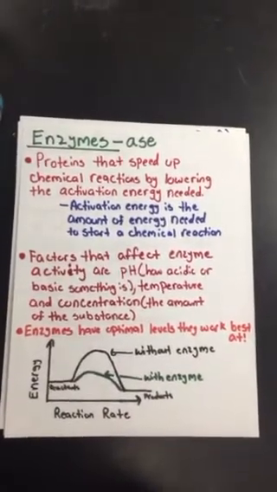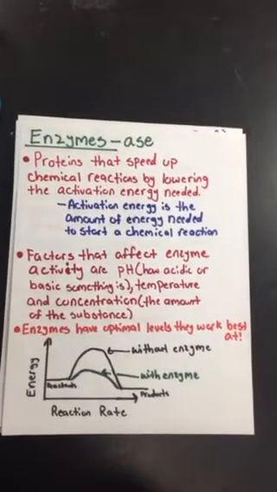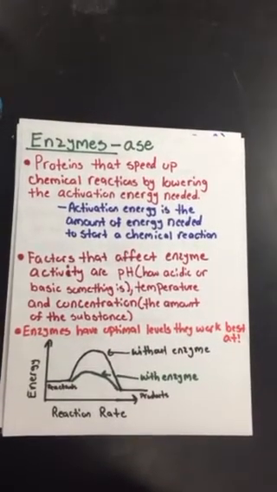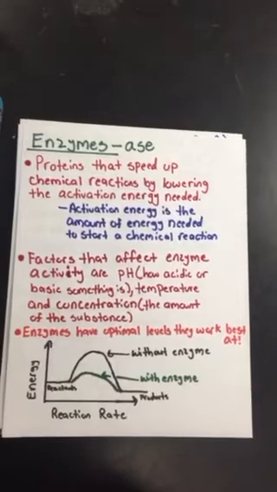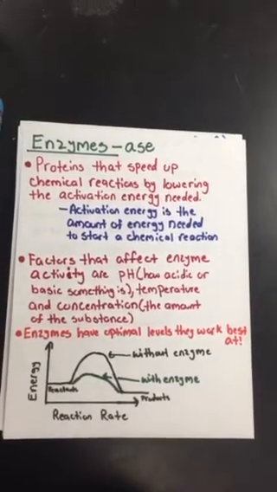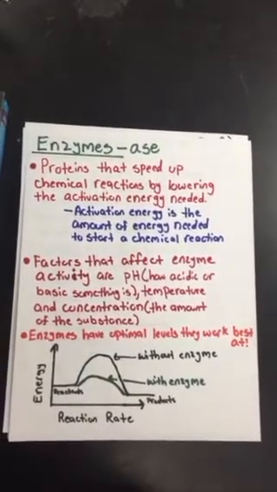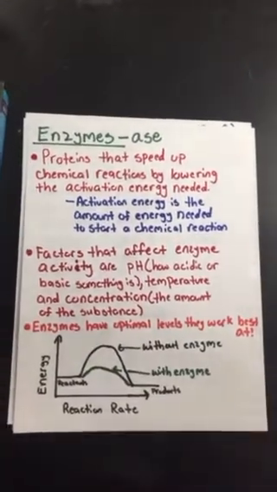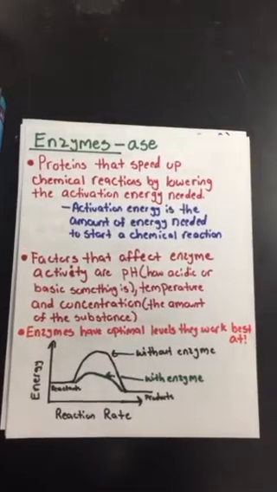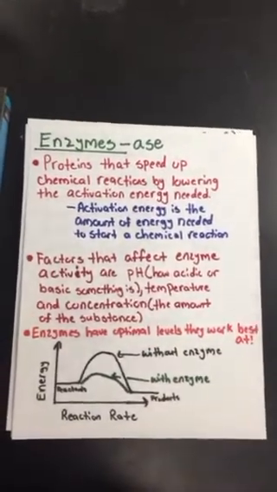We talked about three factors that affect enzyme activity. Remember, pH, that's how acidic or basic something is. Temperature and concentration. Temperature is just obviously the temperature. Concentration is the amount of that substance. Remember, enzymes have optimal levels they work best at. If they are at a level they don't work at, those become inactive. They don't work as well like they're supposed to.